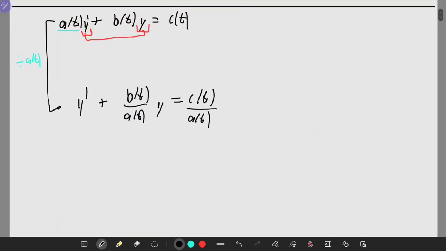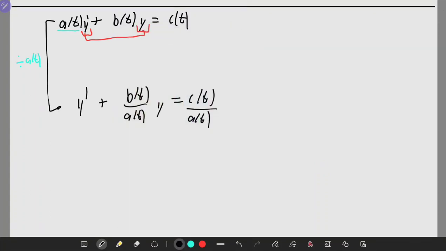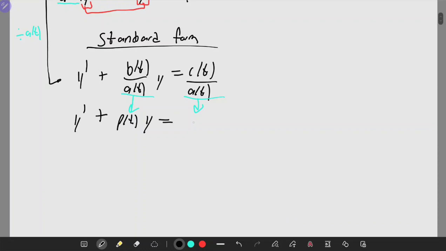This is the standard form, but we can rewrite this. We can make it even simpler. We can rewrite this term and this term. This becomes p of t times y, and this will become, we can call it g of t. Most textbooks call it g of t.